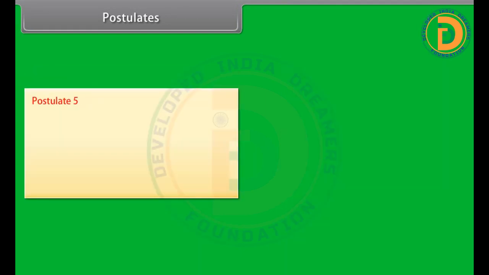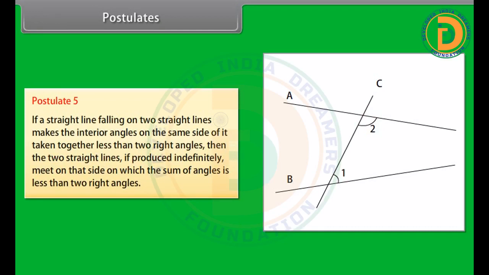And postulate 5 is: if a straight line falling on 2 straight lines makes the interior angles on the same side of it, taken together, less than 2 right angles, then the 2 straight lines, if produced indefinitely, meet on that side on which the sum of angles is less than 2 right angles.